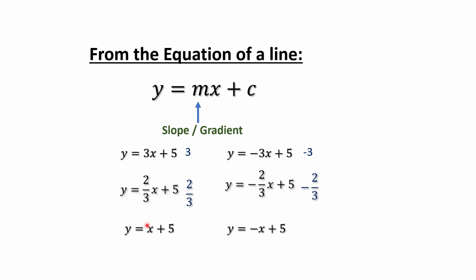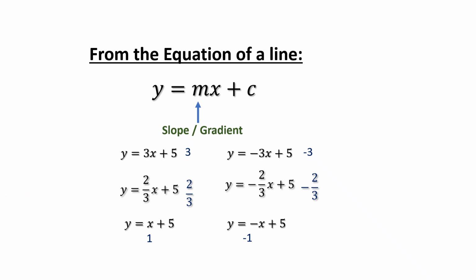What can be in the exam is something like this. y equals x plus 5, y equals negative x plus 5. This is confusing for many students. The students don't see any number in front of the x, so they say the gradient is 0. It's not. If it's x, it's 1x, isn't it? So the gradient is just 1. If it's negative x, it means negative 1x. So the gradient is negative 1. So here it's 1 and negative x is negative 1. So remember, this is very important.